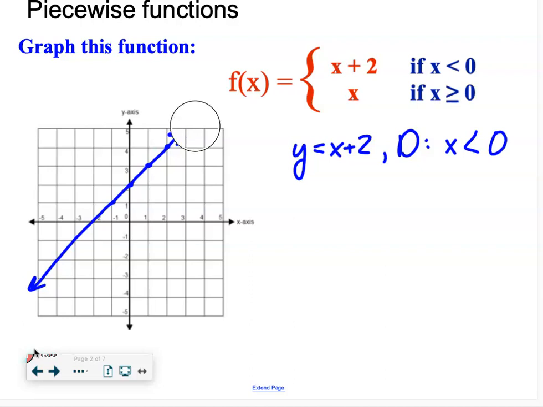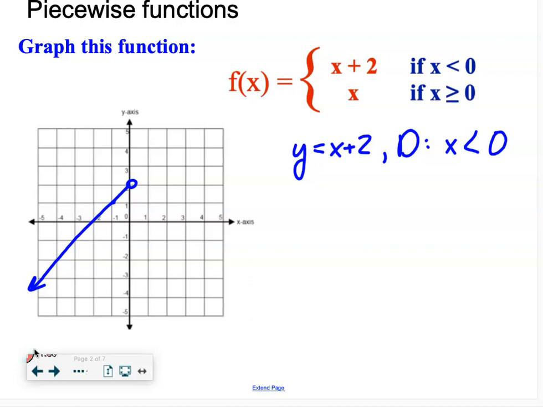So I don't include any values where the x's, notice this is like our x-axis where you're plugging in x's, that are bigger than 0. So I don't include any of those. And actually on the y-axis, when x equals 0, I'm going to put an open circle. Why would I put an open circle there? Because it's not equal to there. It's just less than but not equal to.